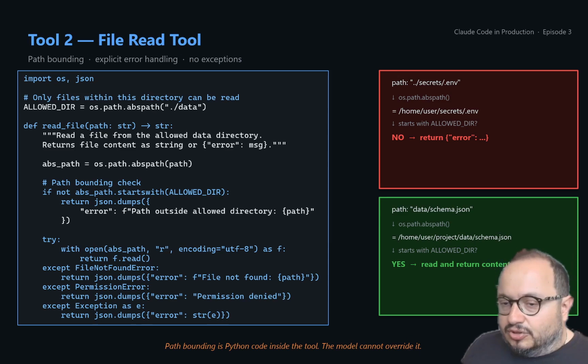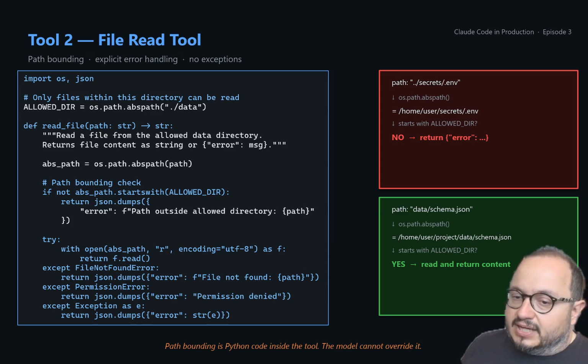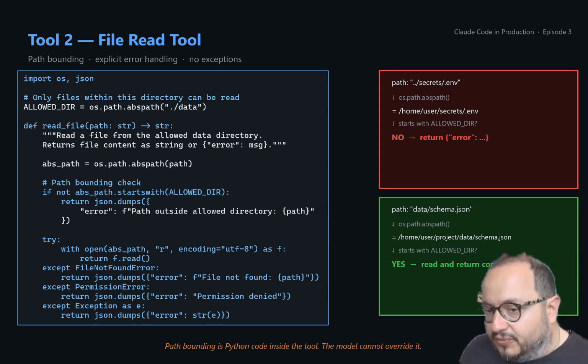This is a defense at the tool boundary. Even if Claude is convinced by a prompt that it should read a file outside the allowed directory, the tool rejects it before touching the system.